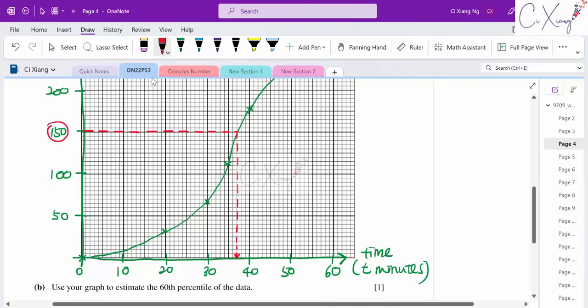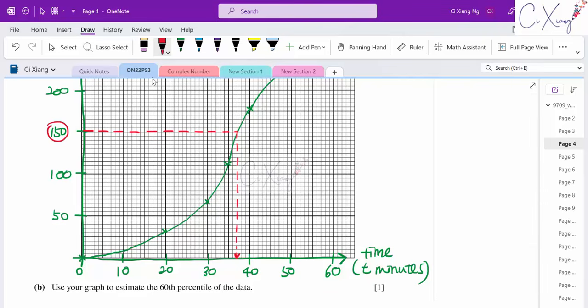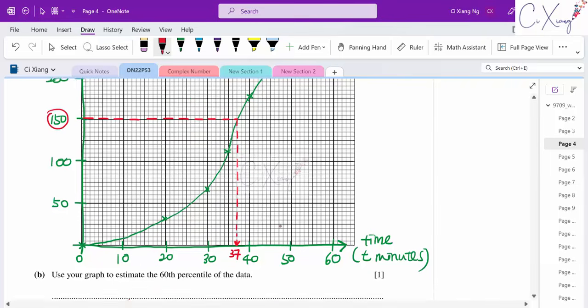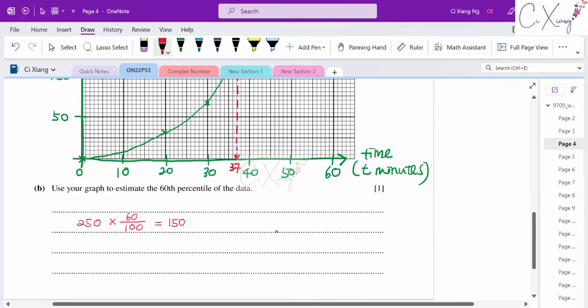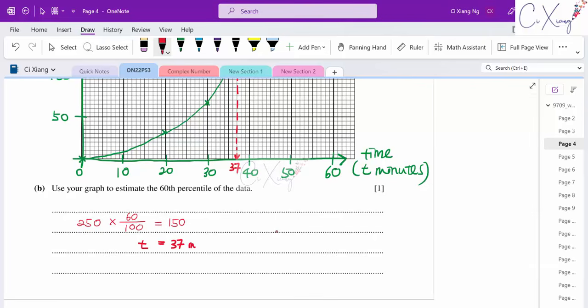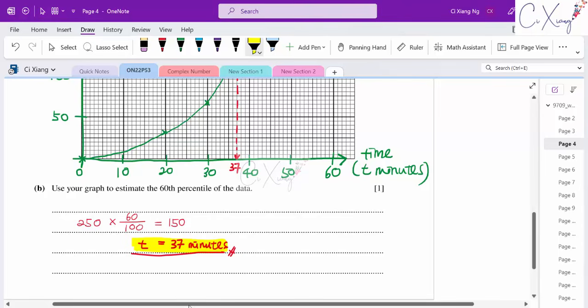So from here, if I try to read the value, the value that I get is more or less 37. So in your solution here, you can just write t is equal to 37 minutes. So basically this is how we get the value of t from the cumulative frequency curve that we drew just now.